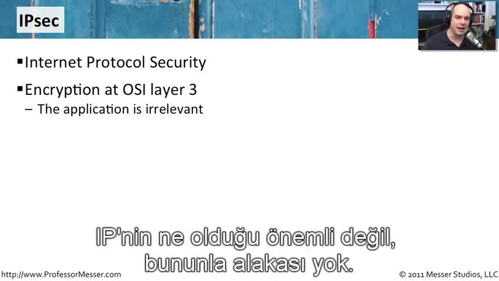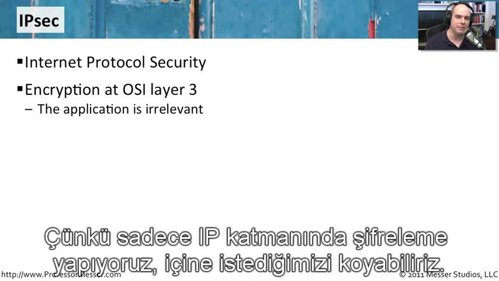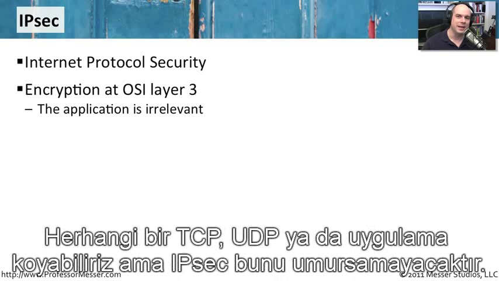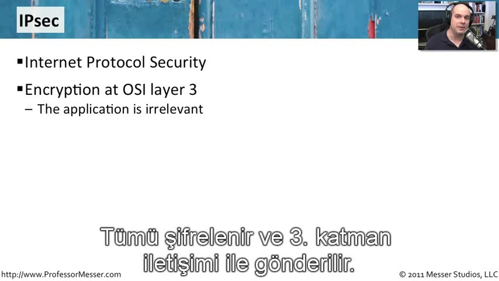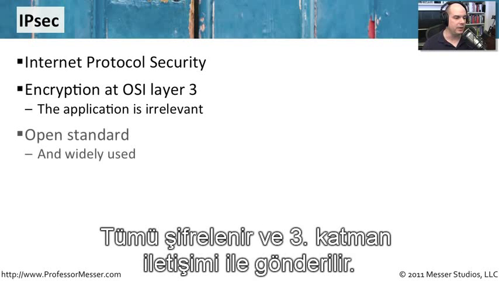Whatever's inside of that IP doesn't really matter. It's irrelevant because we're encrypting right there at the IP level. We can put anything inside of that. We can put any type of TCP or UDP or application, but the reality is IPsec doesn't care. It's going to encrypt it all up and it's going to send it off via that layer 3 communication.